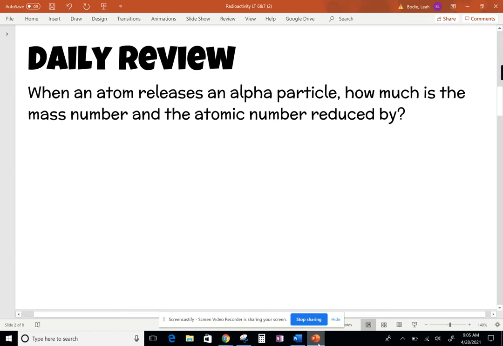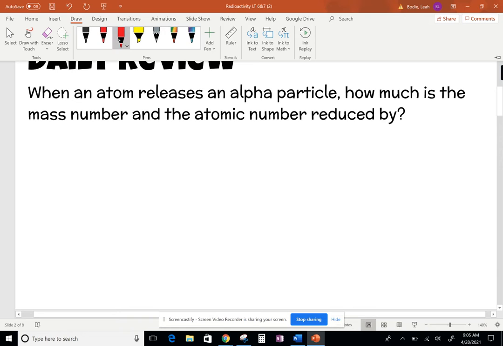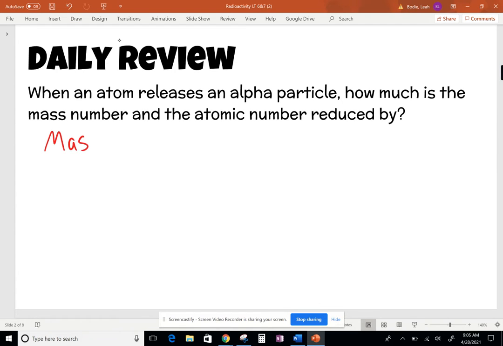So when an atom releases an alpha particle, how much is the mass number and the atomic number reduced by? So pause the video and write down your answer. So our correct answer for this daily review question here is our mass number is going to be reduced by 4. And our atomic number is going to be reduced by 2.